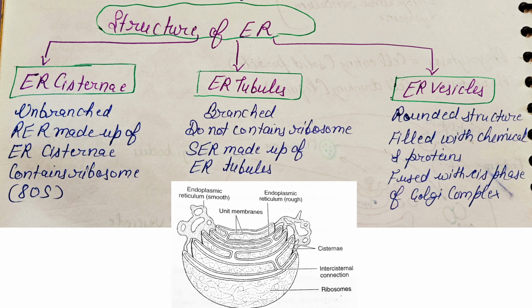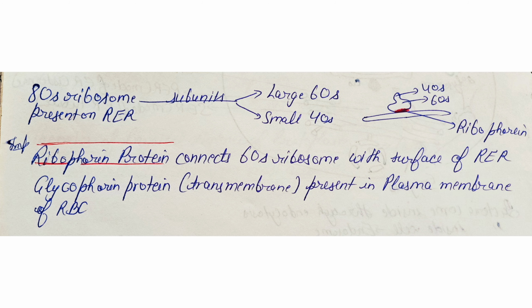The vesicles are rounded structures filled with chemicals and proteins. These vesicles fuse with the cis face of the Golgi complex. On the surface of rough endoplasmic reticulum, the 80S ribosome is present, whose subunits are 40S and 60S. And the most important thing is that these ribosomes attach to the surface of RER with the help of ribophorin protein. This protein attaches the 60S ribosomal subunit with the endoplasmic reticulum.